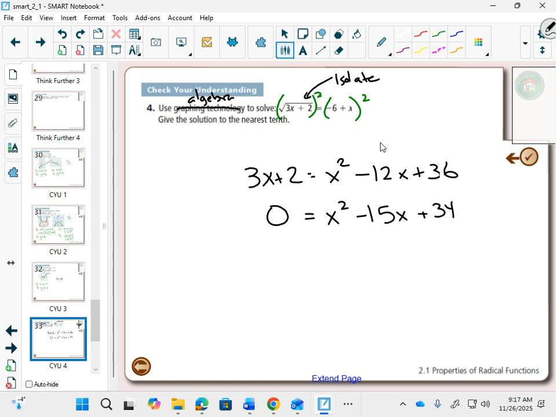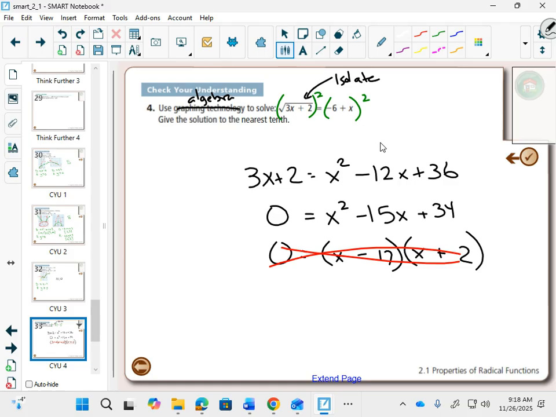This is tempting to think that it factors, right? You see how I could do x and x, that makes x squared, and 17 and 2 makes 34, right? And if I did a minus 17 and a plus 2, I'd get minus 15. Why doesn't this work? Because it would give me a minus 34.